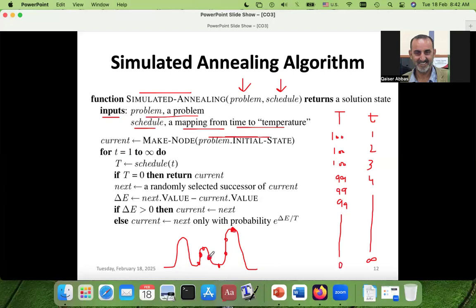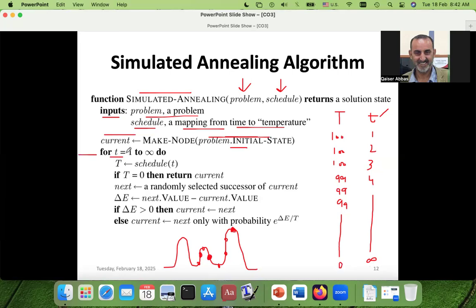Suppose this is our initial state. So then we are putting this initial state in this variable which is current. And then we have a for loop starting from t is equal to 1 to infinity. This loop is going for the variable t, from 1 to infinity, so it will execute for all these values.